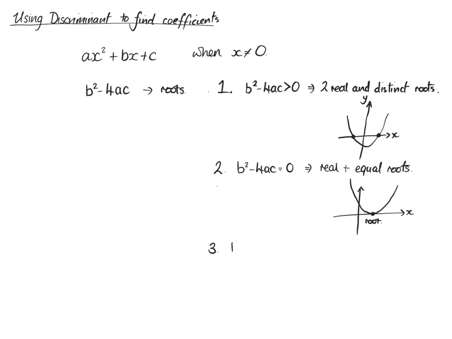Okay, our third one is that b squared minus 4ac is less than 0. Less than, not more than, less than 0. And this is where we have no real roots. And what does this look like? That looks like this. So it never crosses the x-axis. Okay? So that's a little bit of reminder about the discriminant and what it actually means.